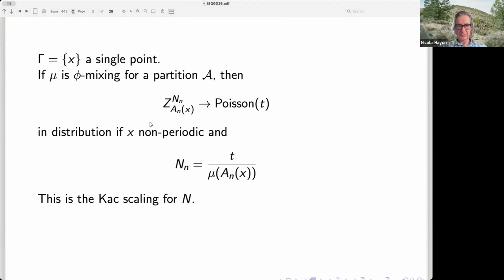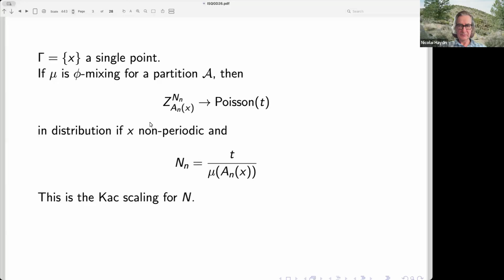So this is what people have been doing for quite some time. Essentially in modern times, beginning with Pitskel in 1990, a single point. He studied it for axiom A systems, primarily on symbolic systems. In more general terms, a lot of people have contributed towards that: phi mixing with respect to a partition, one gets generically a Poisson distribution, provided x is not periodic.